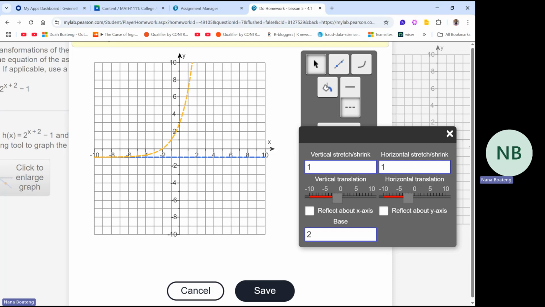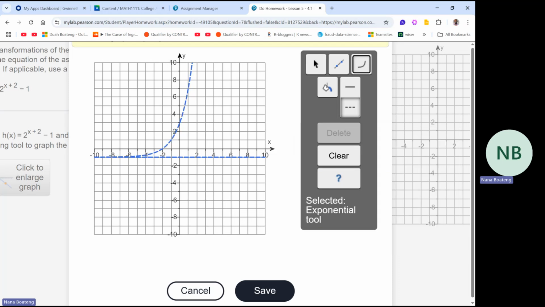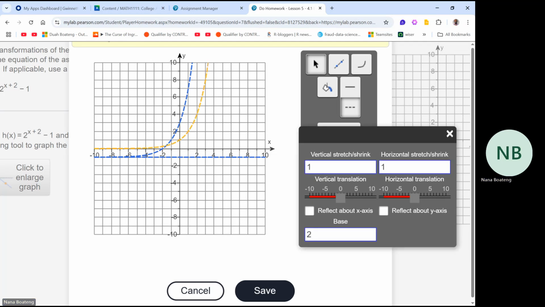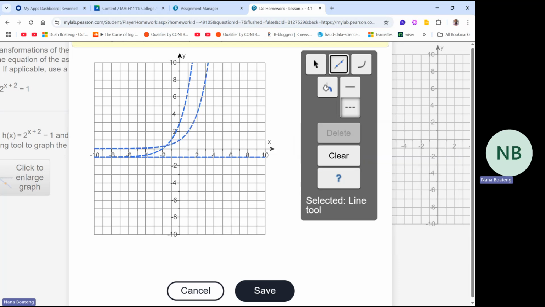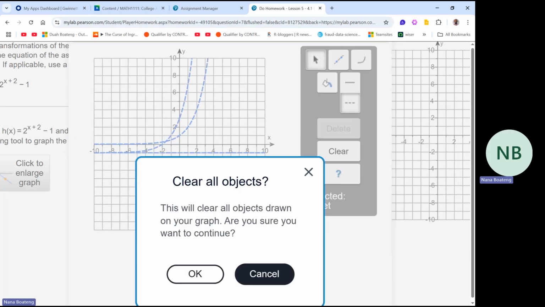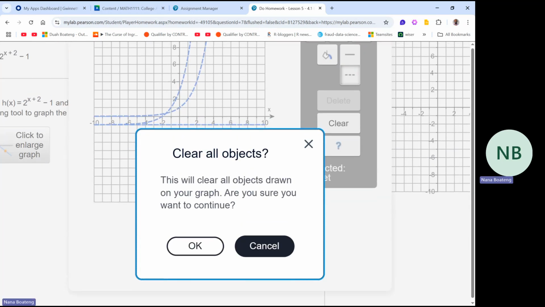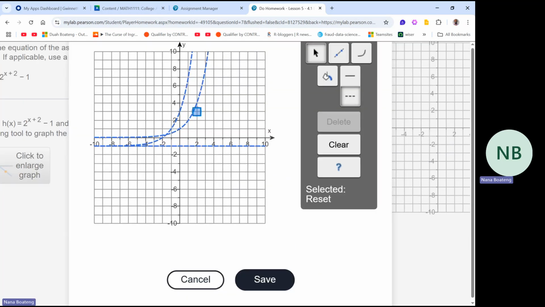Let me see how I can change it to be solid. It needs to be a solid line, not a dotted line. So let me clear and do this again, because I need the exponential one to be a solid line, not a dotted line.